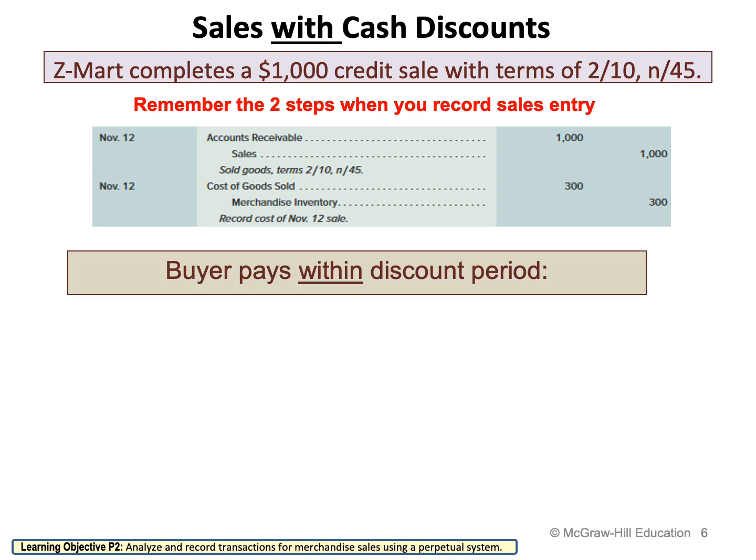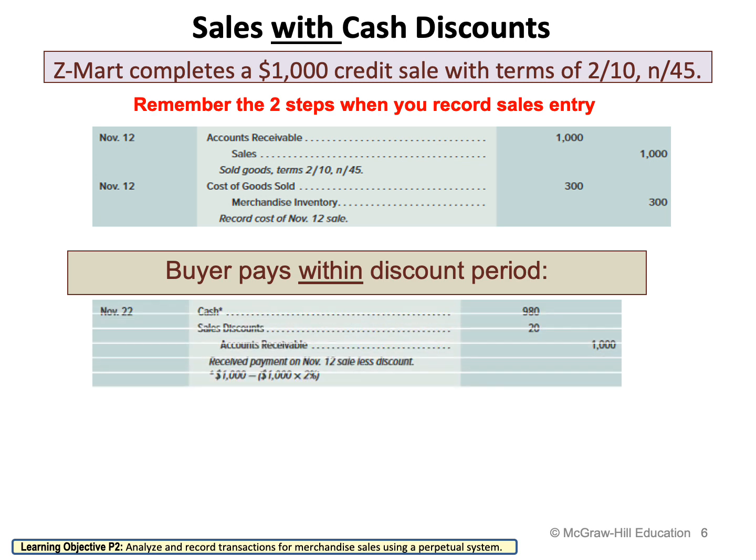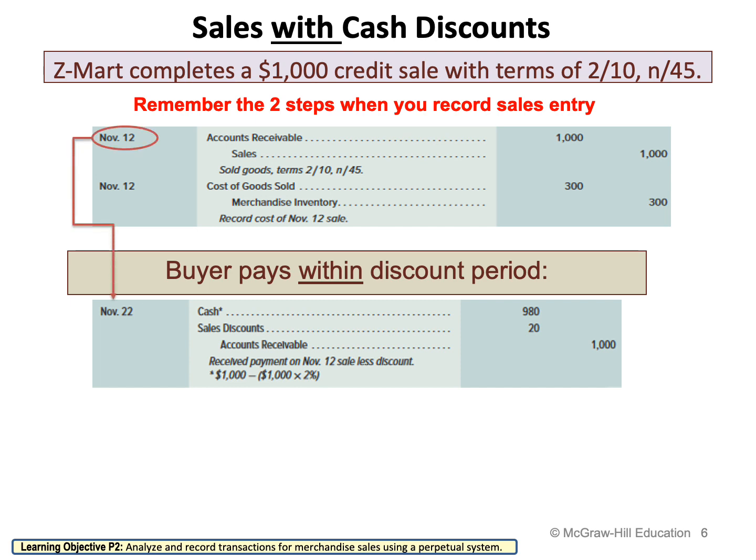Now, let's assume that the buyer pays within the discount period. Me as a seller, Z-Mart, gave the buyer a credit term. So if the buyer pays within 10 days, then the buyer will get a discount. Now the buyer decided to pay us on the 22nd of November. From the 12th of November till the 22nd of November, how many days? 10 days. Which means the buyer paid the seller within 10 days, so there will be a discount.